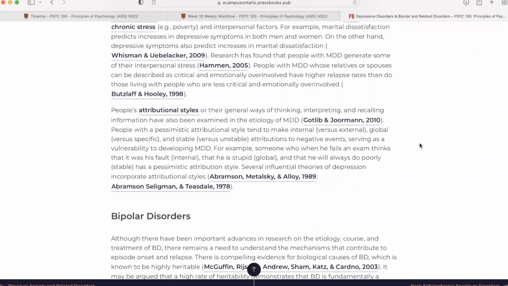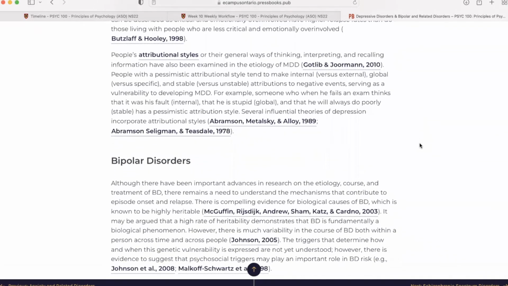People's attributional styles, or their general way of thinking, interpreting, and recalling information, have also been examined in the etiology of MDD. People with pessimistic attributional style tend to make internal versus external, global versus specific, and stable versus unstable attributions to negative events, serving as a vulnerability to develop MDD. For example, someone who, when he fails an exam, thinks that it was his fault, internal, that he is stupid, global, and that he will always do poorly, stable, has a pessimistic attribution style. Several influential theories of depression incorporate attributional styles.